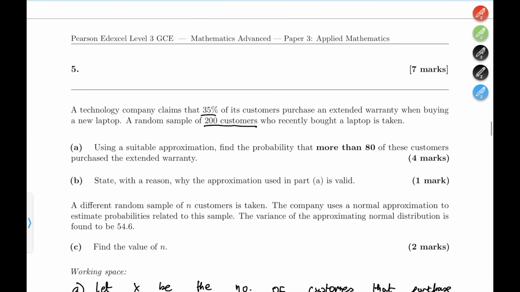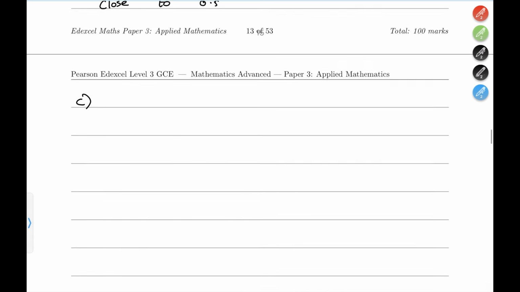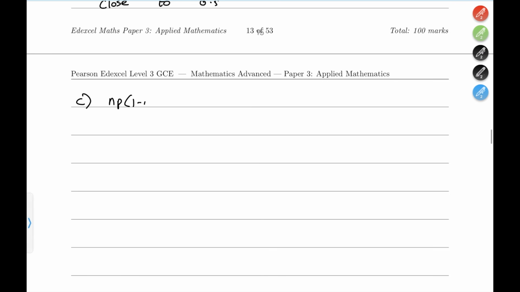Now part C. It's asking us to find the value of n, given that the variance of the approximating normal distribution is 54.6. Okay. So nothing else has really changed. We're just trying to find out the fact that now np(1 minus p) is equal to 54.6. Okay, the probability has stayed the same. They haven't mentioned anything about the probability changing. So 0.35 multiplied by 0.65 multiplied by n is equal to 54.6.